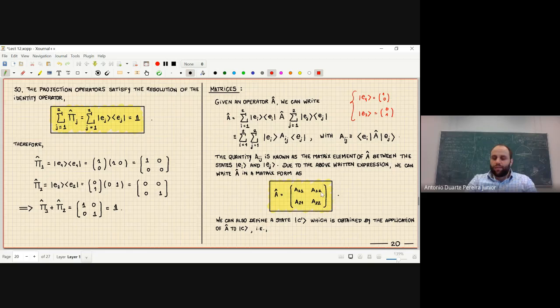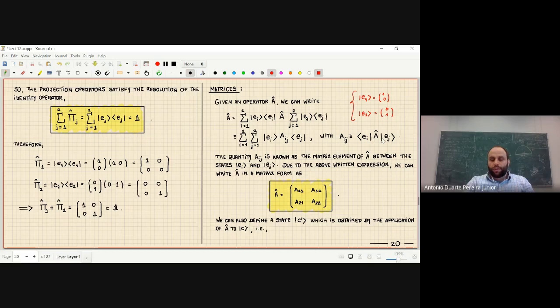So it is a 2x2 matrix where the entries of this matrix are given by those numbers that we defined here. So the first entry of this matrix will be A11. But what is A11? It is E1, A hat, E1. A12 will be E1, A hat, E2, and so on and so forth. You have to compute all these matrix elements. This sandwich is called the matrix elements of the operator A.